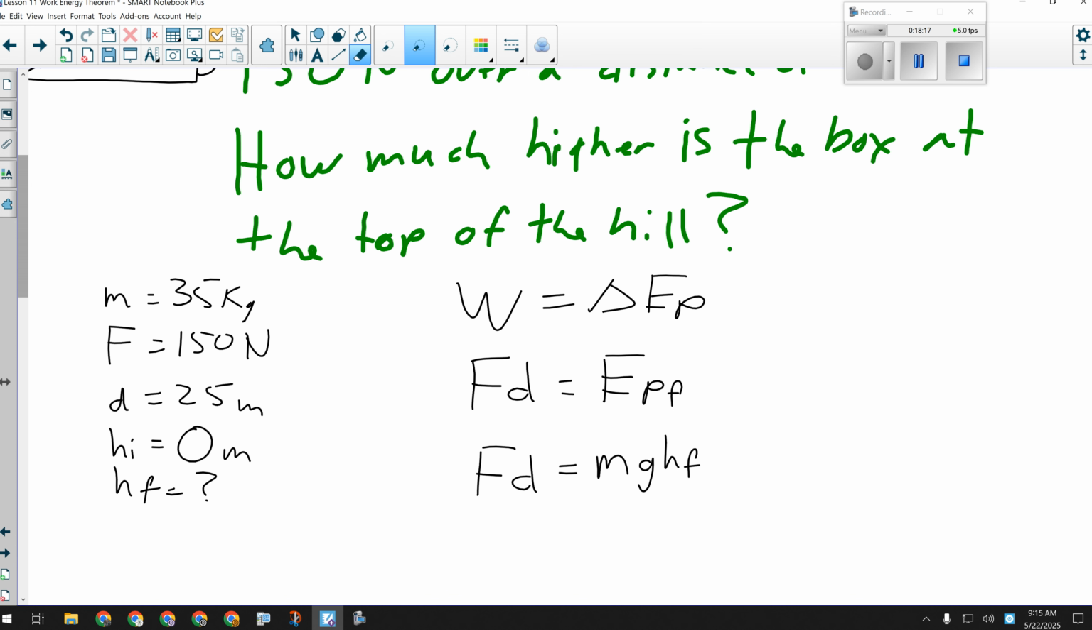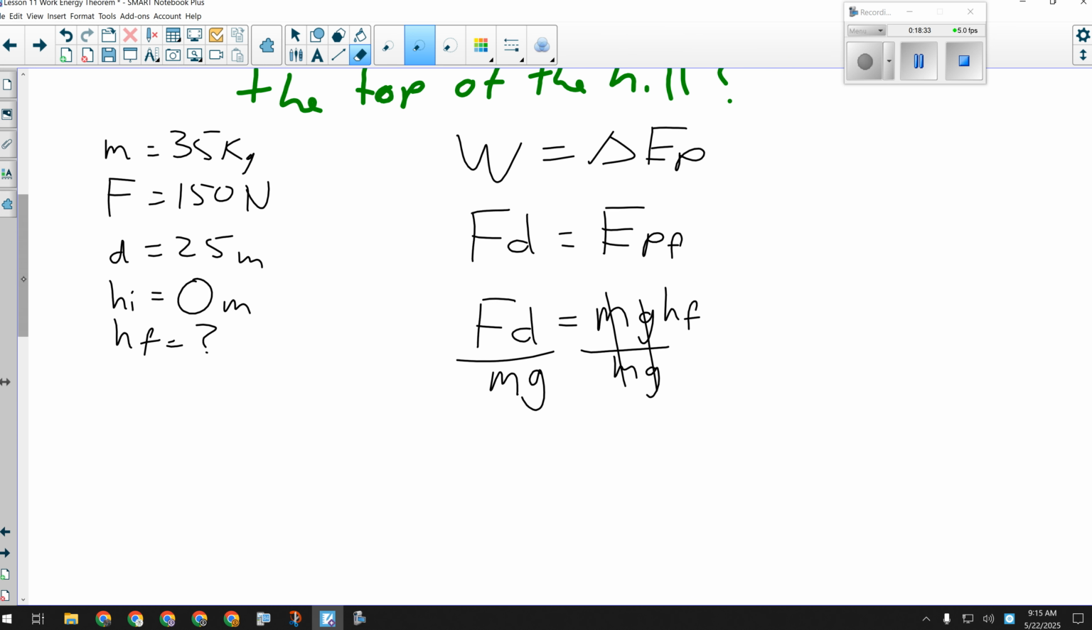Can I now isolate final height? What do I do with m and g? Divide them over to the other side. I've manipulated, now I can plug in and solve. So I'll have 150 newtons times 25 meters, force times distance, divided by 35 times g. Remember that g is always 9.81 unless you are told otherwise, which you will basically never be. All of this stuff is going to occur on Earth. That's going to equal our final height.